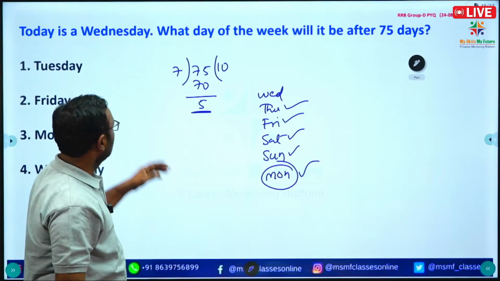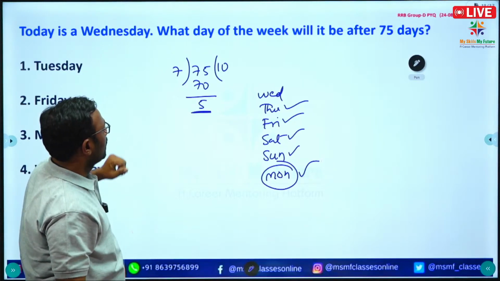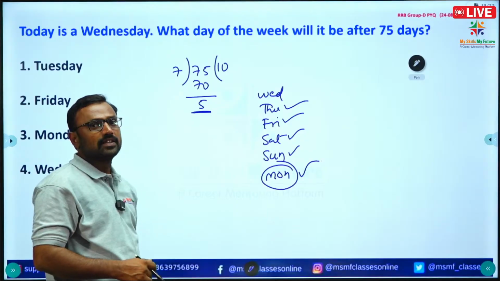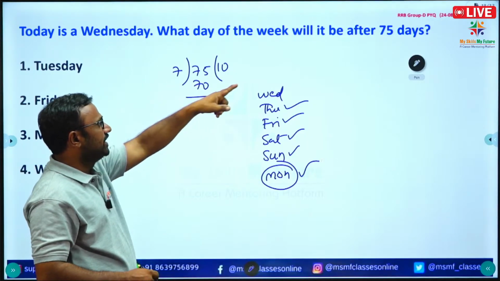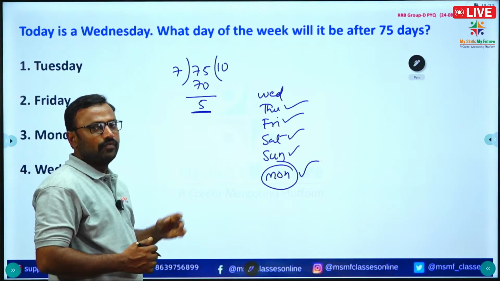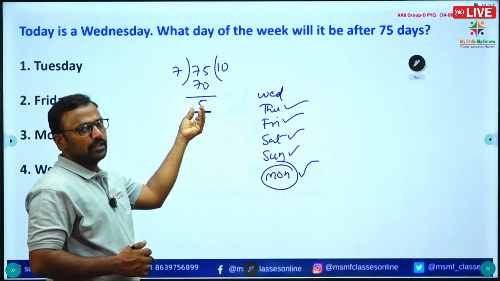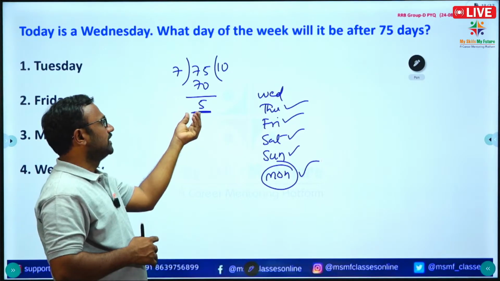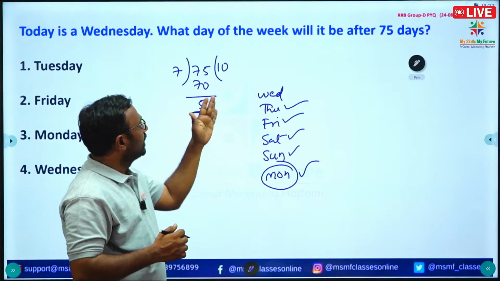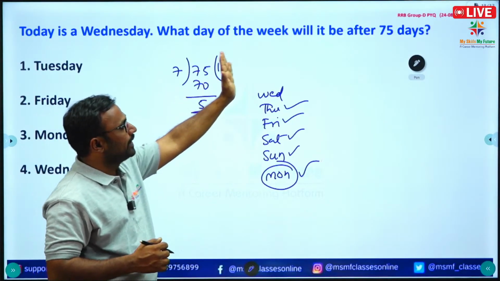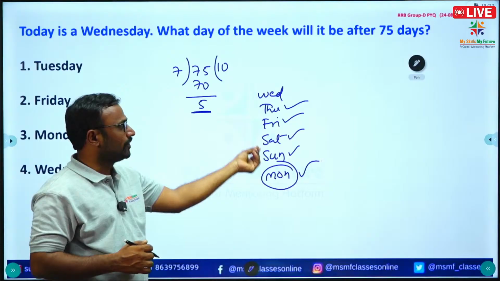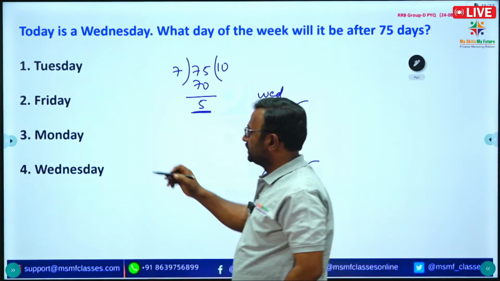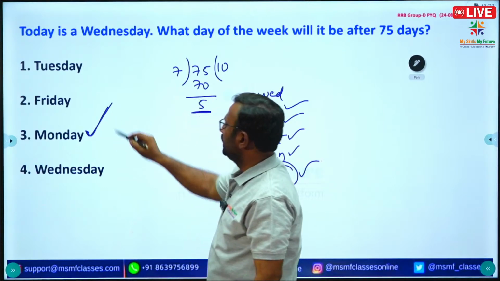Once again, today is Wednesday. What day of the week will it be after 75 days? Just divide 75 by 7. We get the remainder as either 0, 1, 2, 3, 4, 5, or 6. Here the remainder is 5, so just add 5 days to Wednesday, and we get Monday. So option 3 is correct.